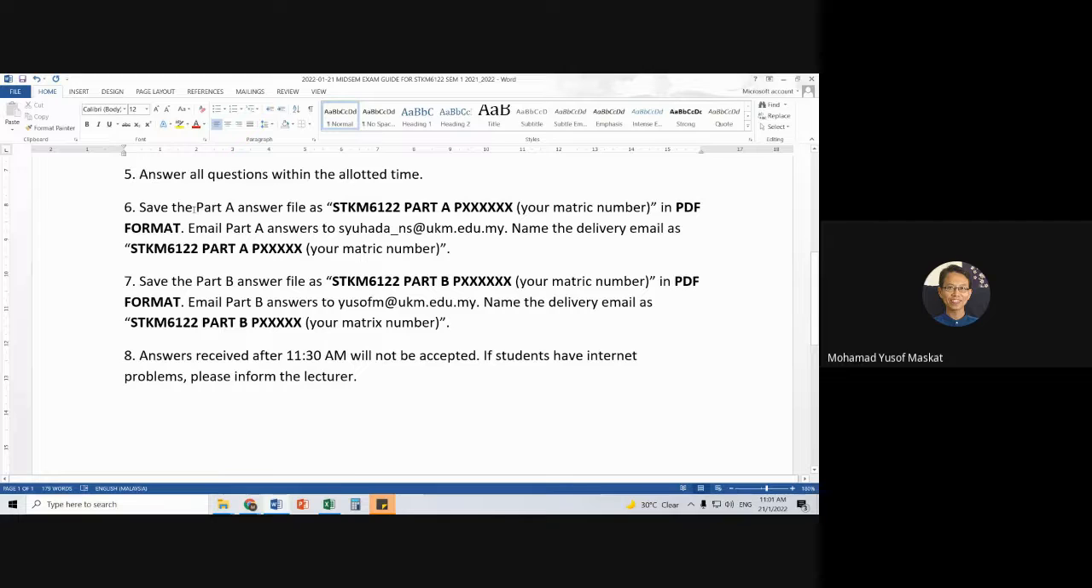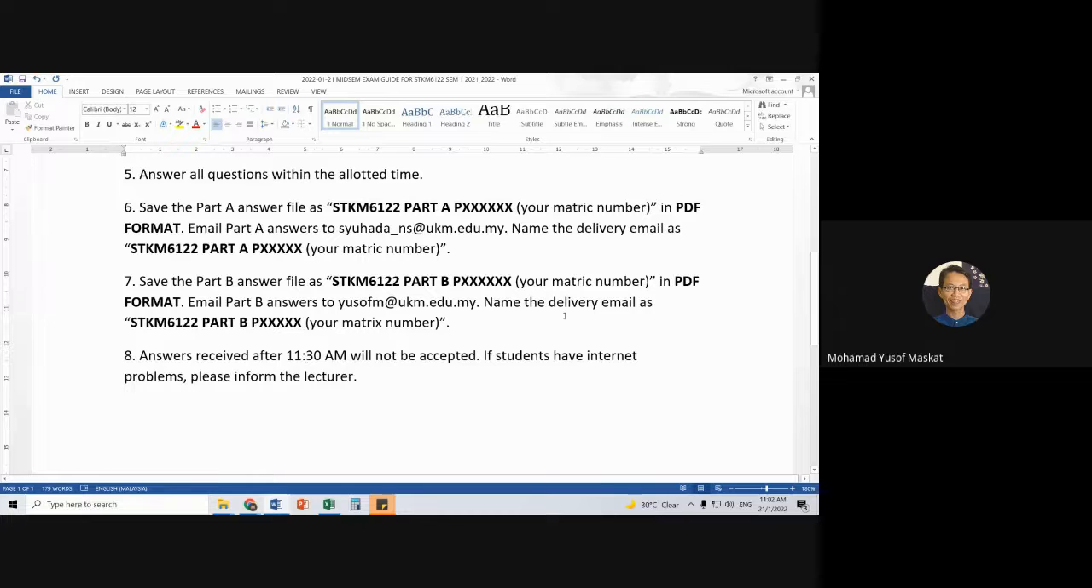Save the part A answer file as STKM6122 part A, and then P followed by your matric number, in PDF format, and email it to Dr. Shu. Name the email STKM6122 part A and your matric number. Similarly for me, email it to me. I will be giving you an additional 30 minutes to submit your answers, after which it will not be accepted.